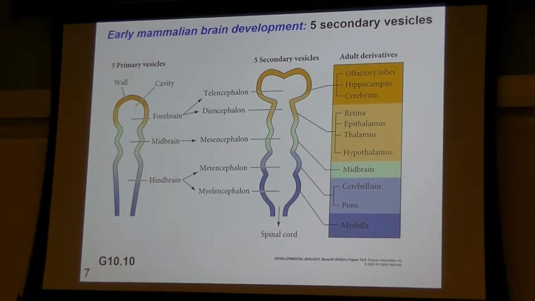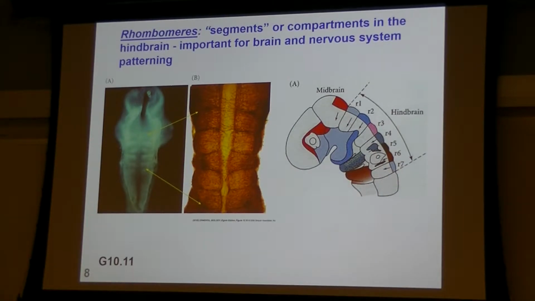So let's focus in on the hindbrain in particular, or the rhombencephalon. And as time goes by, we can start to see some additional partitions appear within the hindbrain, or rhombencephalon. And these are called rhombomeres. And there are different segments or compartments within the hindbrain.